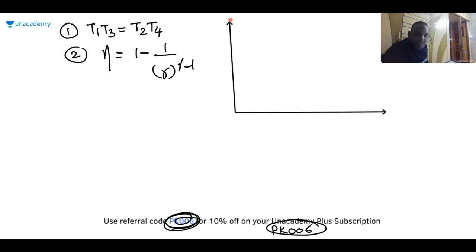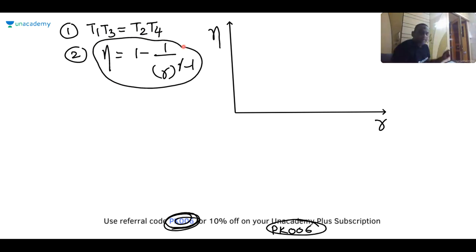Yes, my dear students, what I do is on this axis I take R, that is the compression ratio, and on this axis I take efficiency. I would like to plot efficiency versus compression ratio. Already you have an equation for efficiency.